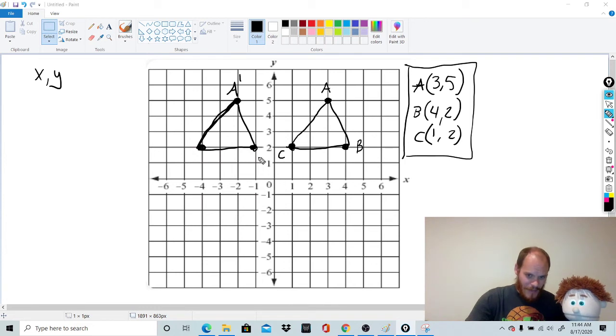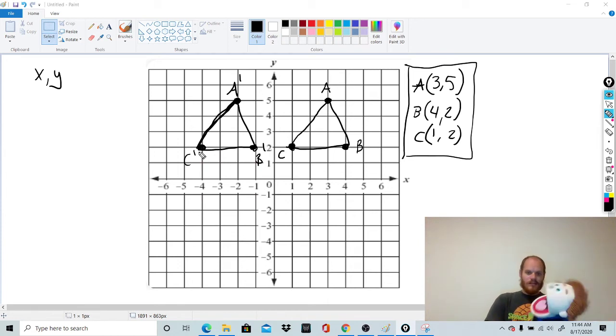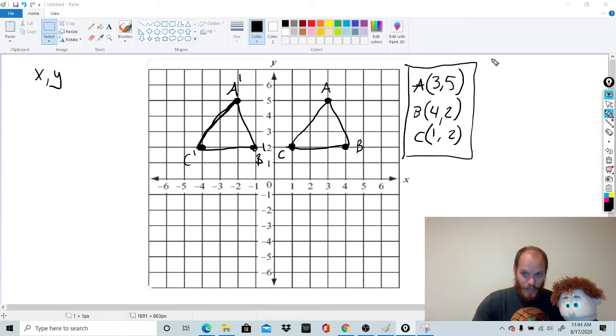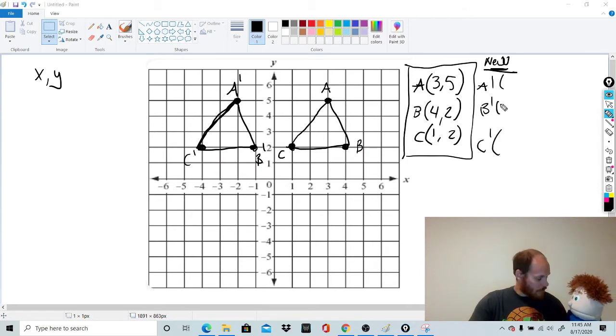A prime is just basically the same point. It's just moved now because it's still the same triangle. You with me? Yeah, I gotcha. So, with that in mind, we need to figure out what our new shape is: our A prime, our B prime, and our C prime. See what those ordered pairs are. You with me? Yeah, I see.